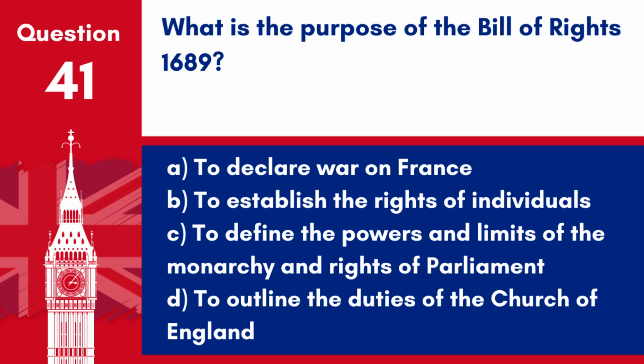Question 41. What is the purpose of the Bill of Rights 1689? A. To declare war on France. B. To establish the rights of individuals. C. To define the powers and limits of the monarchy and rights of Parliament. D. To outline the duties of the Church of England. Answer: C. To define the powers and limits of the monarchy and rights of Parliament. The Bill of Rights 1689 is a landmark act in the constitutional law of England that sets out certain basic civil rights and clarifies who would be next to inherit the crown.